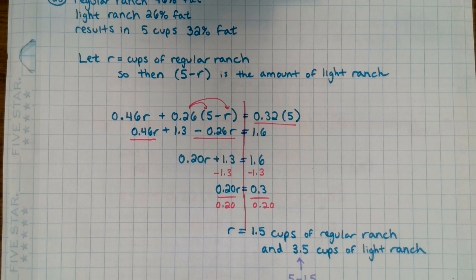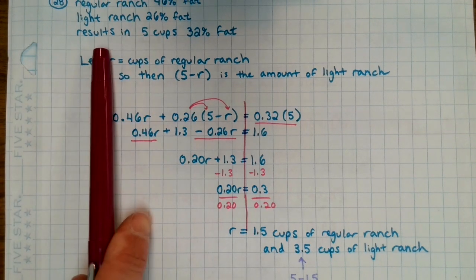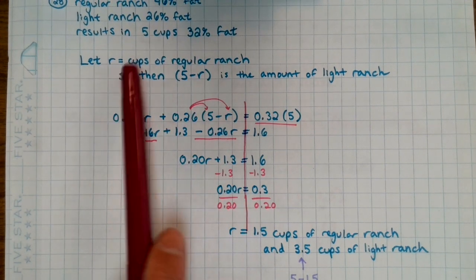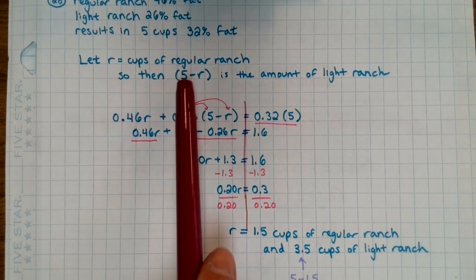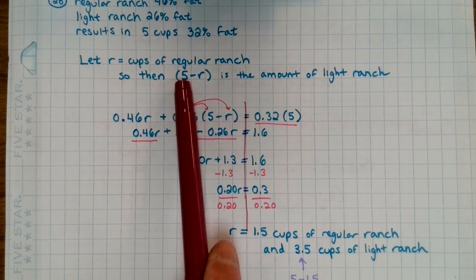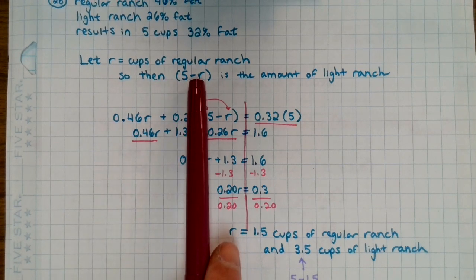So again, very similar to the acid type of mixture problems, and we're going to set it up very similarly. Rewriting that information, we have the regular ranch, which is 46% fat, the light ranch, which is 26% fat, and again, this results in 5 cups of 32% fat. So if we let R be regular ranch, then 5 minus R is going to be the amount of light ranch. Again, 5 was the total, minus however many cups of regular ranch is going to leave you with the amount of the light ranch.